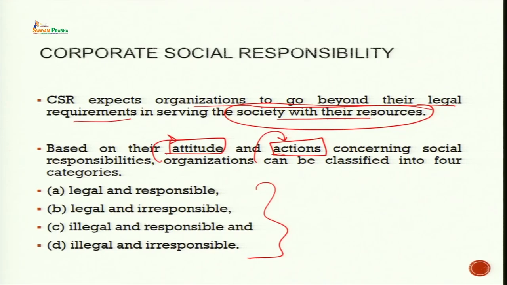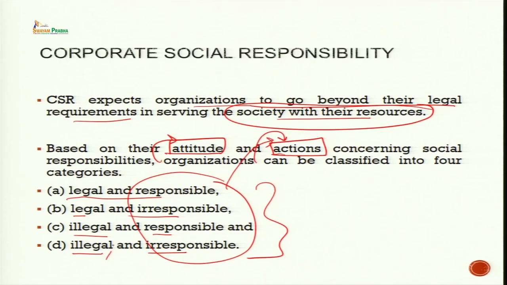Now we shall look at some examples from each of these four categories. What are these four categories? Legal and responsible, legal and irresponsible, illegal and responsible, while the last one is illegal and irresponsible actions. So, here these four terms are the action part of it and these are the attitude part of the organization.